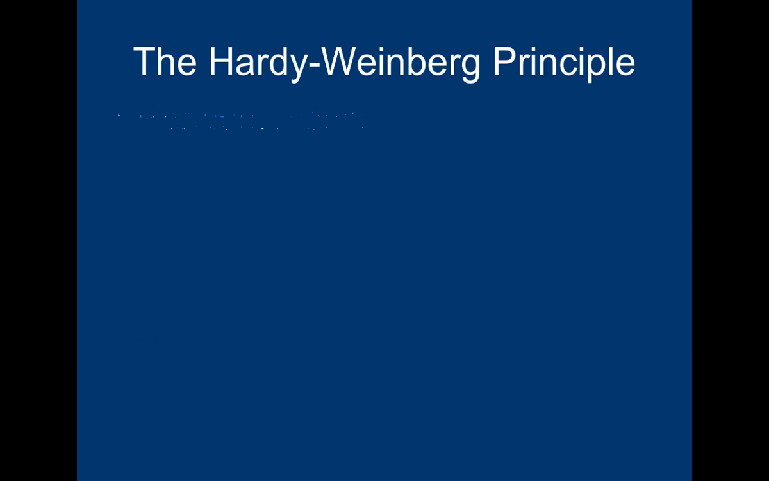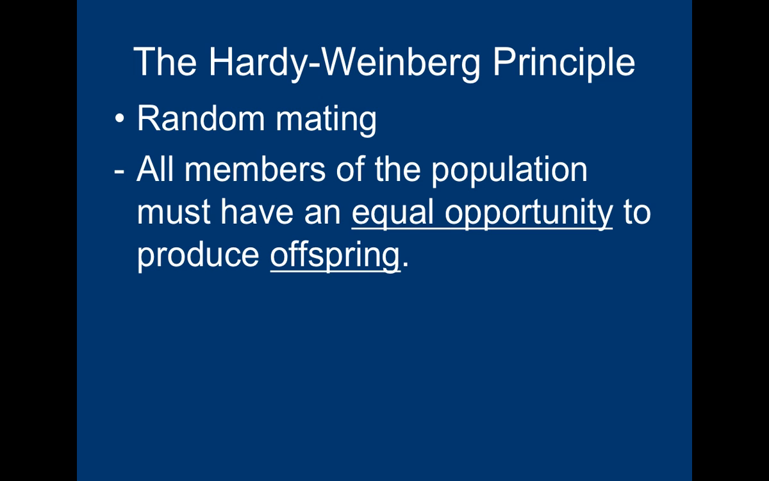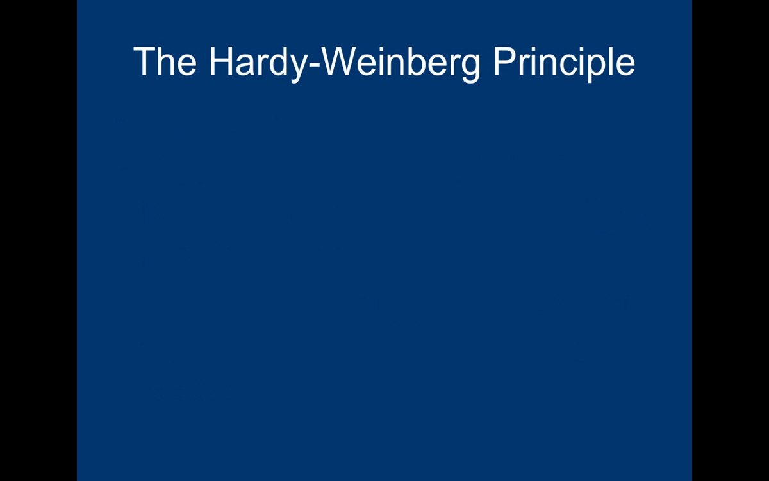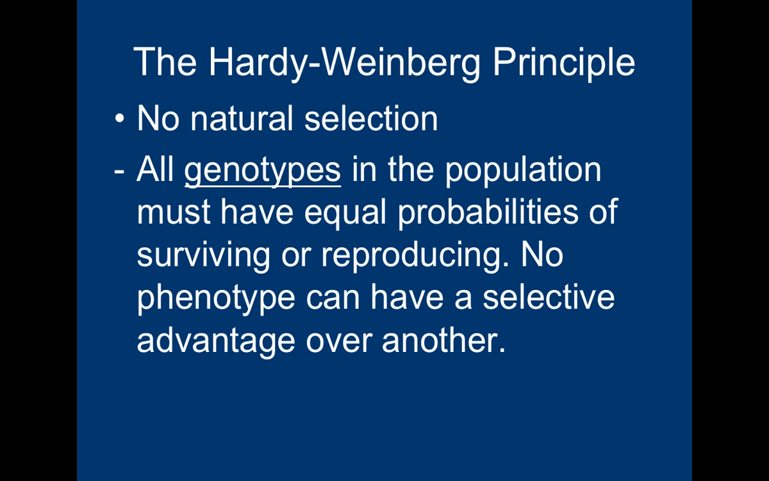Random mating. I know that sounds weird. All members of the population would have to have equal opportunity to produce offspring. So individuals must mate with other members of the population at random. Some of the courtship behaviors we see with organisms just can't take place because they're actually choosing their mates that way and competing for their mates, and that's not random. There can be no natural selection. In other words, all genotypes have to have an equal probability of surviving or reproducing, so no phenotype can have a selective advantage over the other.